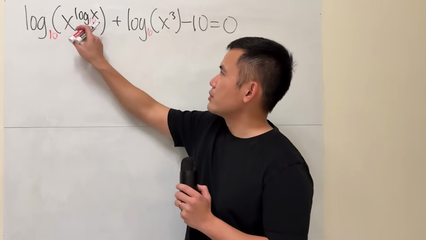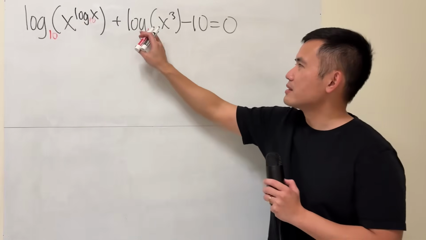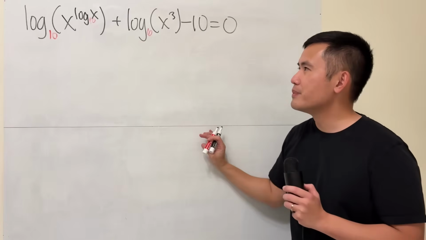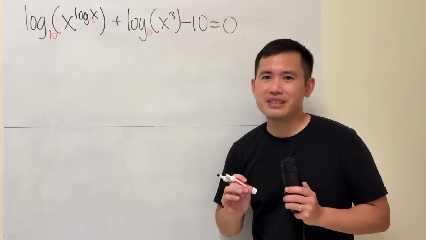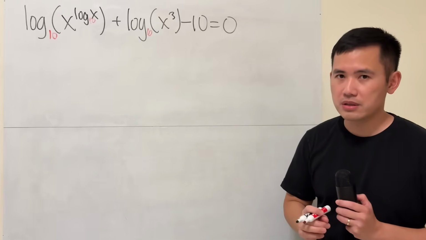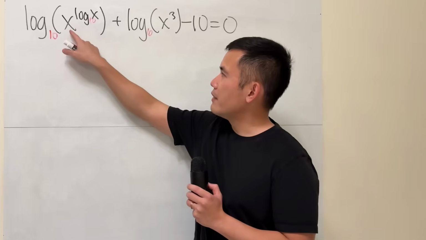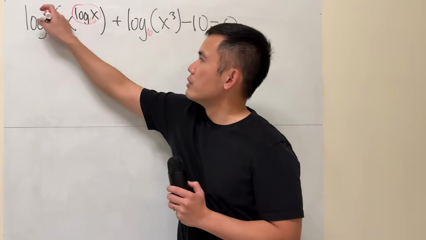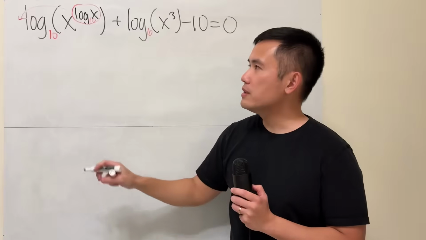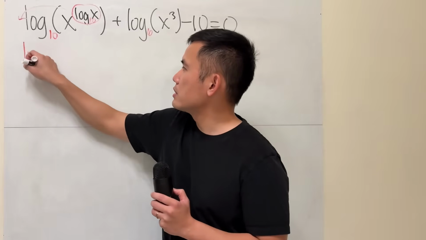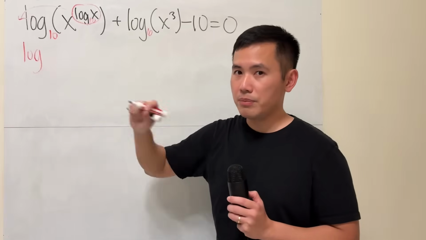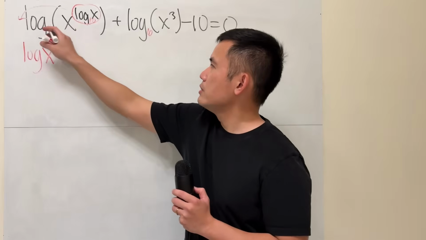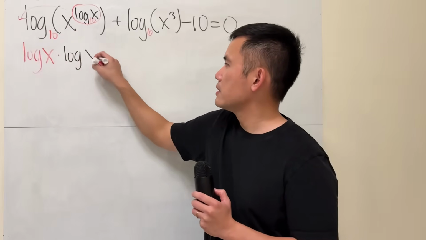Log base 10 of x to the log base 10 of x plus log base 10 of x to the third power and then minus 10 is equal to 0. Well, let's think about it. What properties can we use first? Right here we have x to this power on the inside. Well, we can bring this to the front, right? So firstly, we will have this, which is just log. I'm not going to write down the base 10 anymore. So log of x times the original here, log of x.